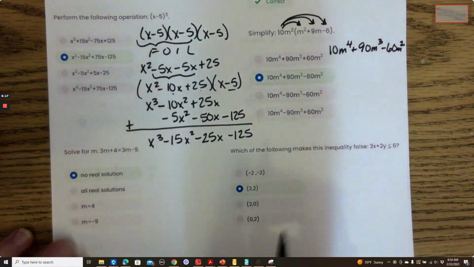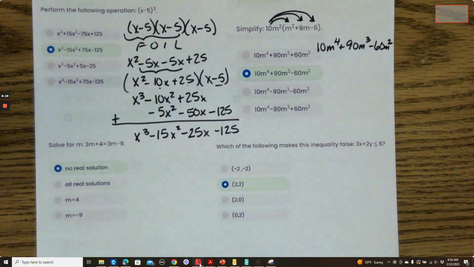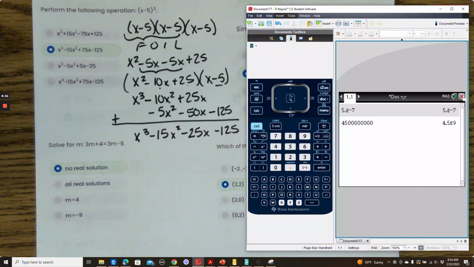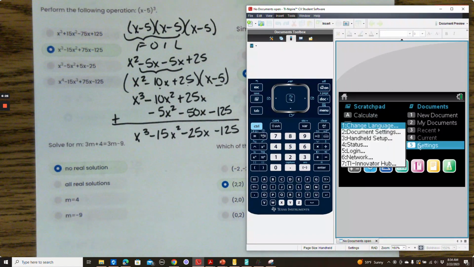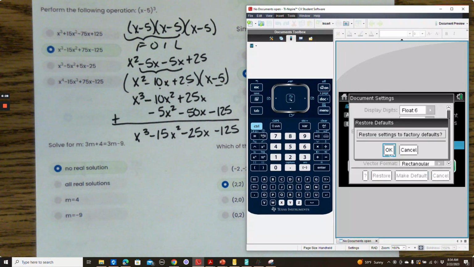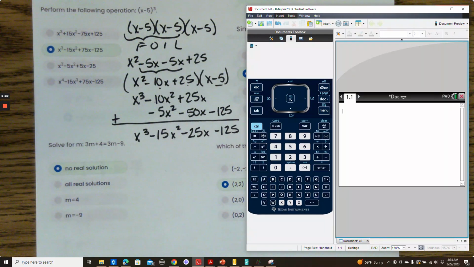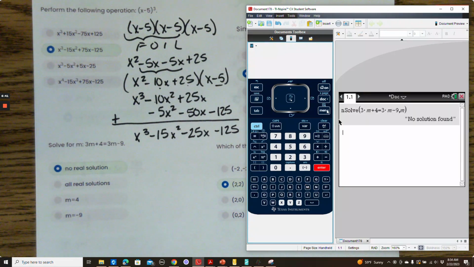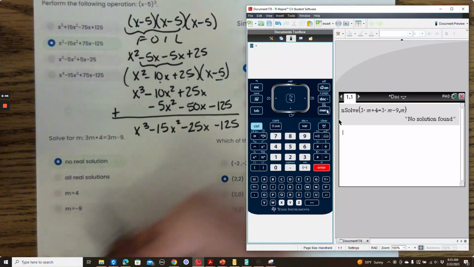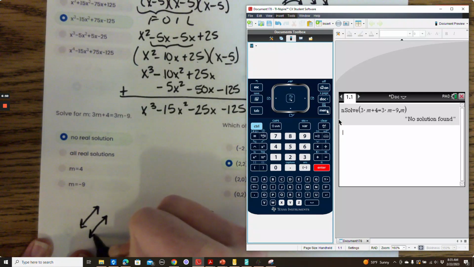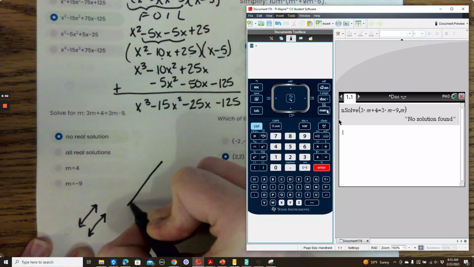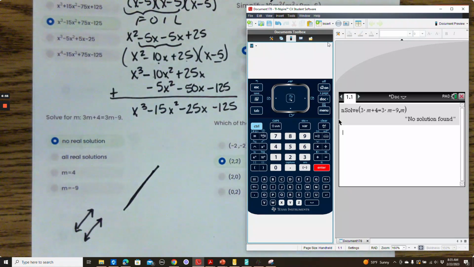All right, solve for m. All right, solving equations. Your life has been made easy in your calculator. So let me get mine reset. Okay, you can do menu 3-1. 3m plus 4 equals 3m minus 9, comma m. This one tells you no solution. They don't always do that. No solution means these lines are parallel. They are never going to touch. All real solutions, when you graph them, the lines graph on top of each other. Okay?